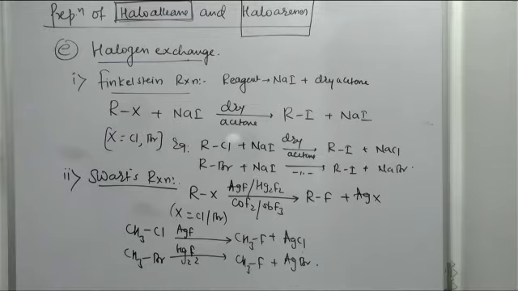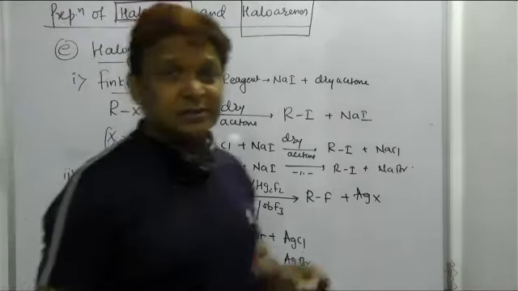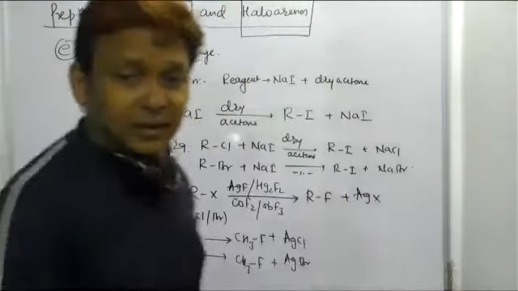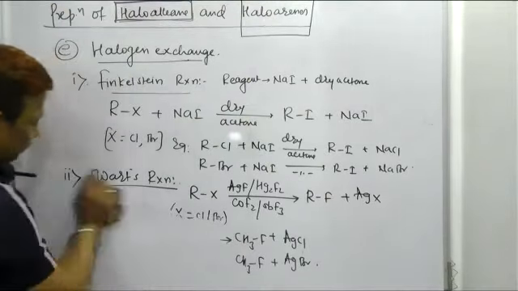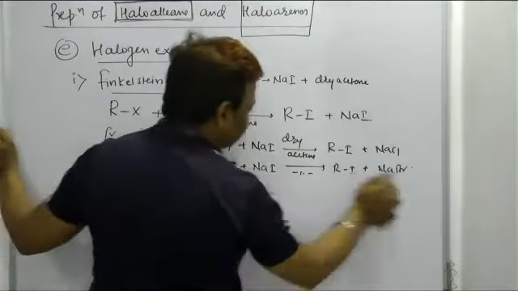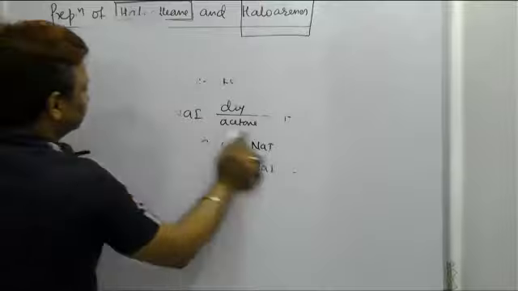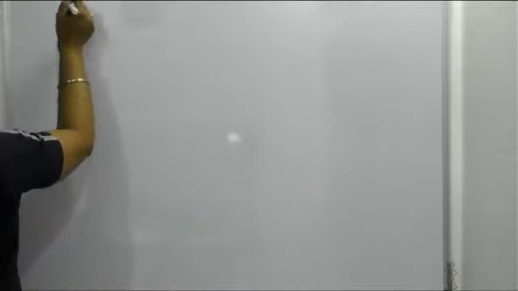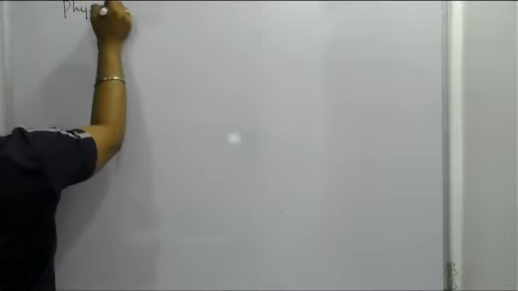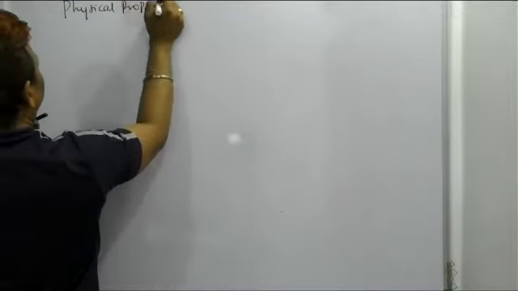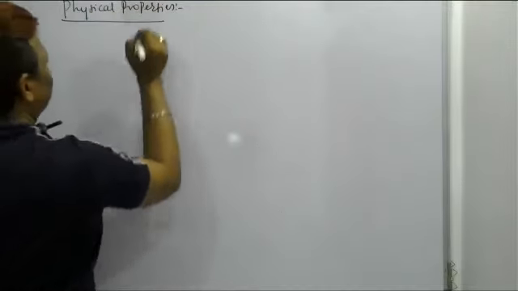We did haloalkanes. First we saw classification, second is nomenclature, third is preparation. And now the fourth topic, that is the physical properties of alkyl halide. Physical properties of alkyl halide.